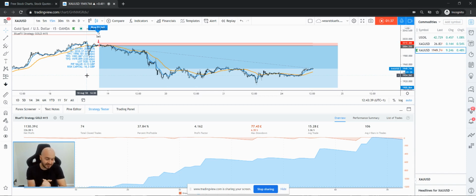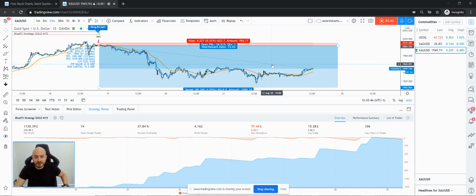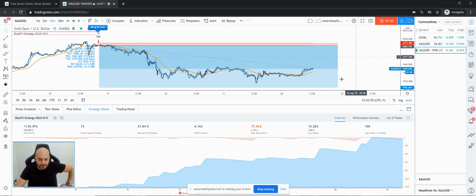But more importantly, these are great settings on gold. So this is trading just a 15-minute time frame. You can see the current open position on this strategy that's 545 pips, would have been a bit further. But more importantly, it's a 1 to 16 risk to reward ratio.